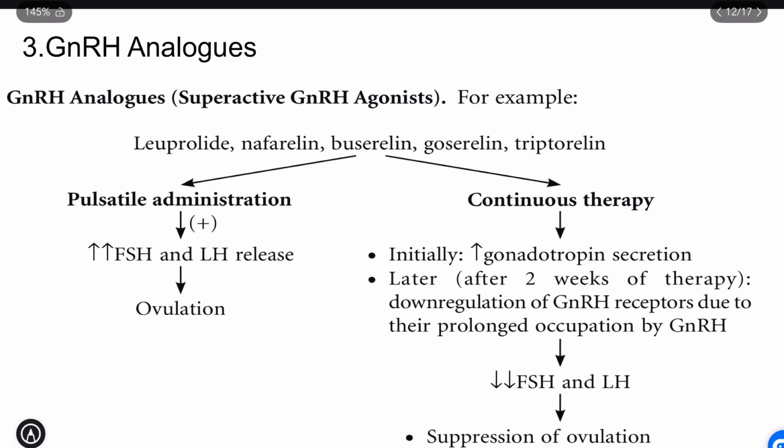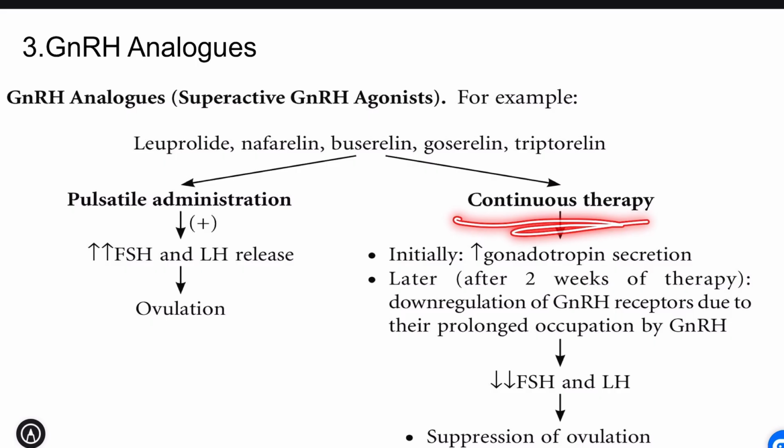Okay, then next drug is GnRH analogs. इसका एग्जाम्पल क्या क्या है पहले ये देखो. Leuprolide, nafarelin, buserelin, goserelin, triptorelin. ओके, अब इसका मैकेनिज्म अच्छे से देखो. जब पल्सेटाइल एडमिनिस्ट्रेशन करते हैं, मतलब जब इनिशियल थेरेपी होती है ना GnRH एनालॉग के साथ, तो GnRH के जो रिसेप्टर है उनको सडनली बहुत ज़्यादा GnRH मिल गया, तो वो क्या करेंगे? बहुत ज़्यादा FSH एंड LH को रिलीज़ करेंगे, तो उसकी वजह से ओव्यूलेशन होगा.